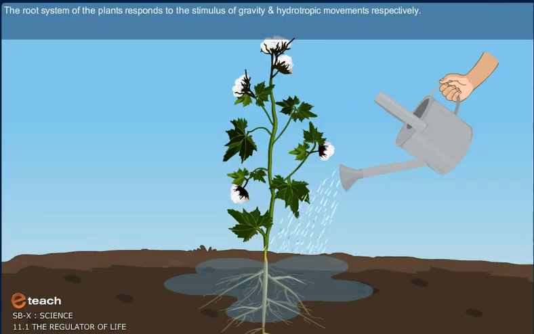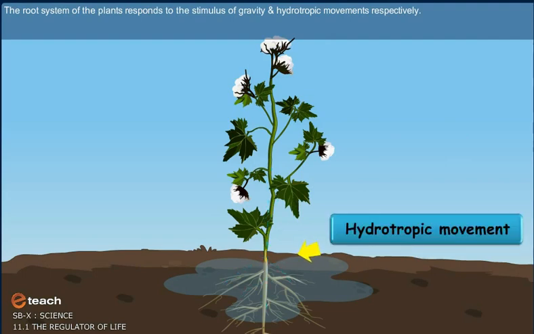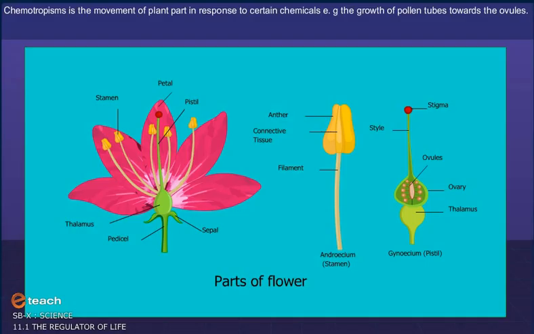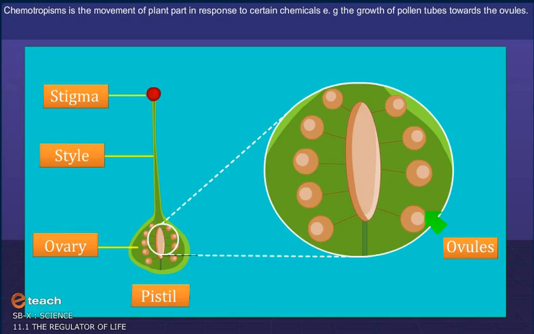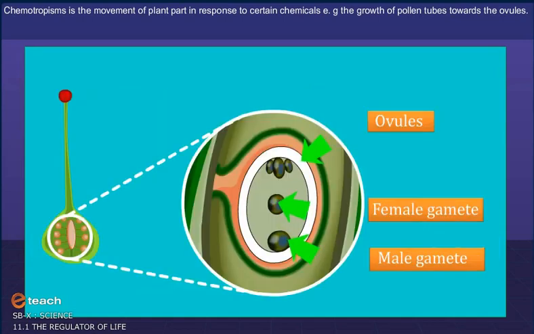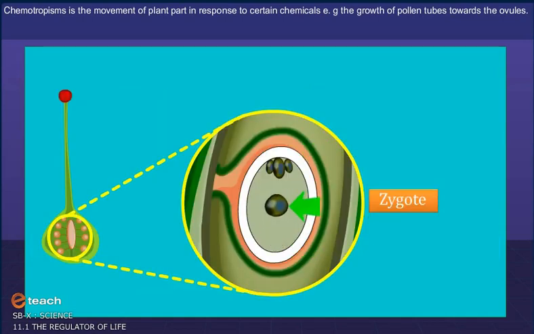The root system of the plant responds to the stimulus of gravity and water, known as geotropic and hydrotropic movements respectively. Chemotropism is the movement of a plant part in response to certain chemicals, for example, the growth of pollen tubes toward the ovules.